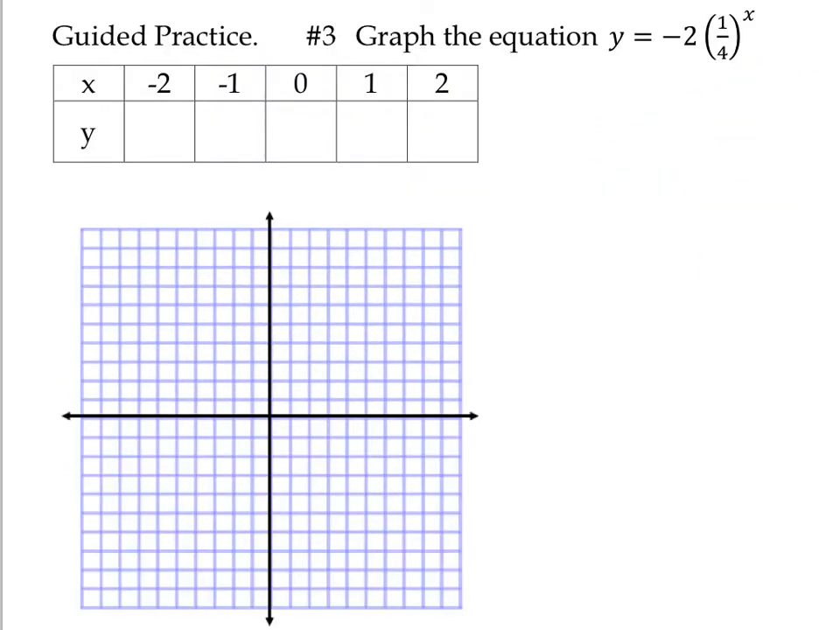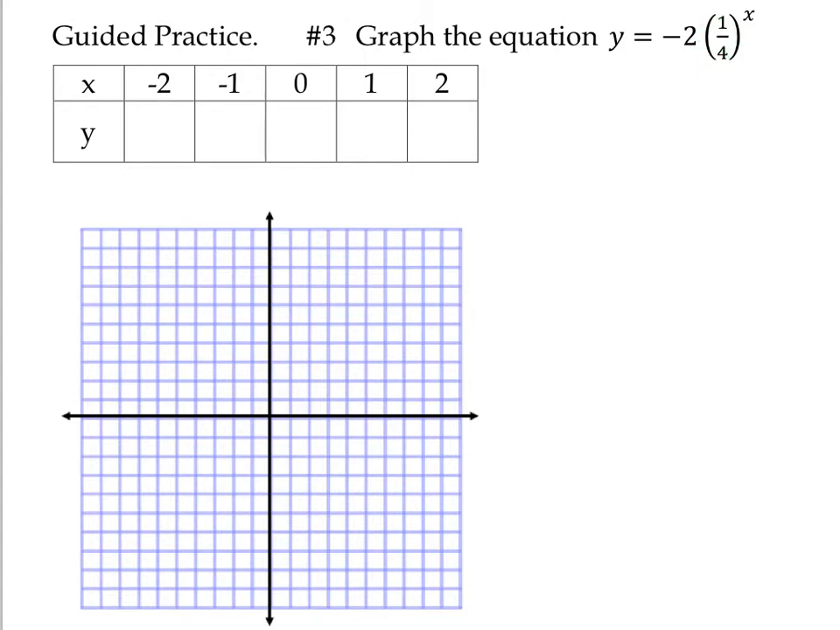So try this one out again. You should be able to see if you're on the right track as we go through it here after you have a chance to pause it and then play again to see how you did. Now we're looking at this exponential, y equals -2 times 1/4 to the x. So I have an a value of -2, and a b value of 1/4. So this is going to be exponential decay because b is between 0 and 1.